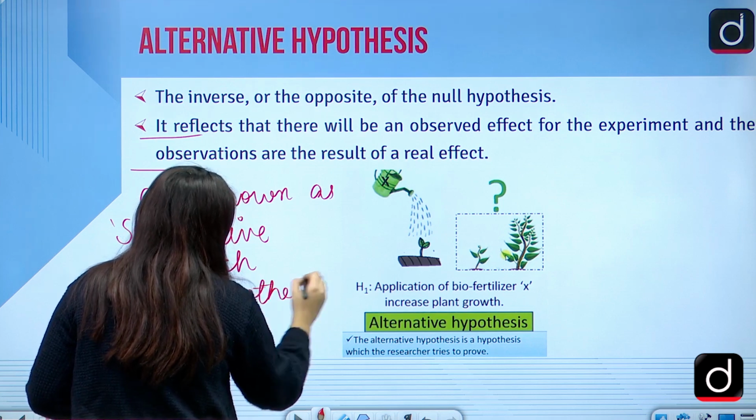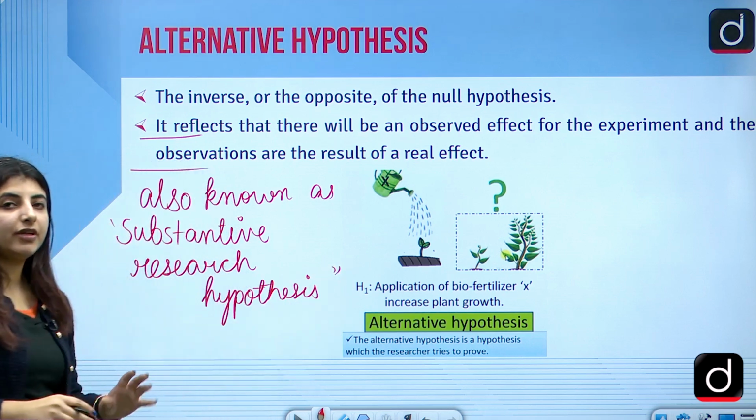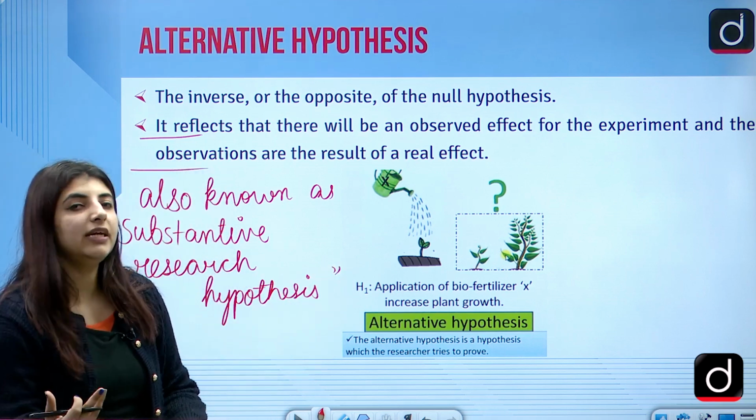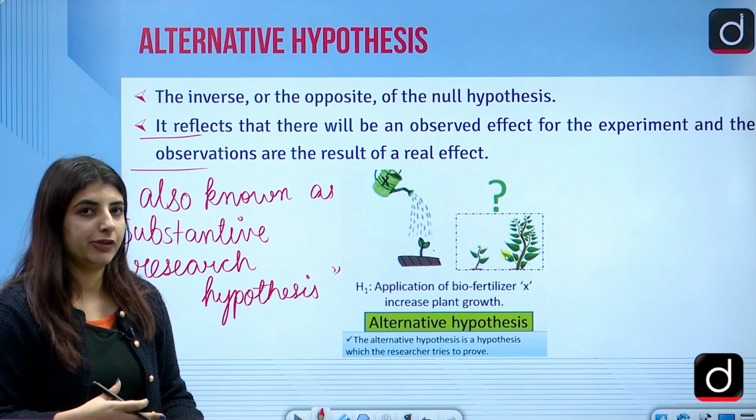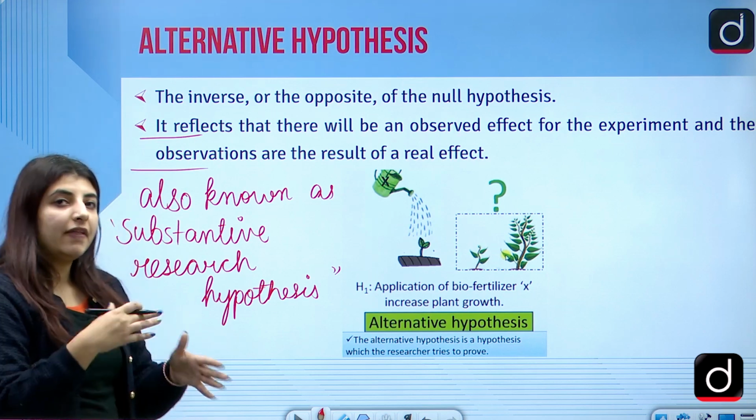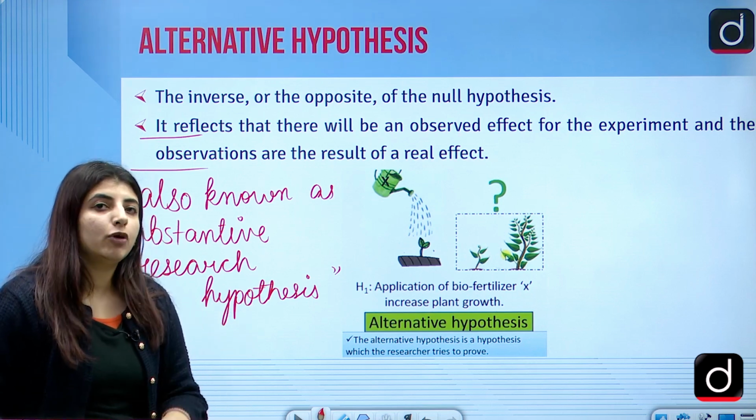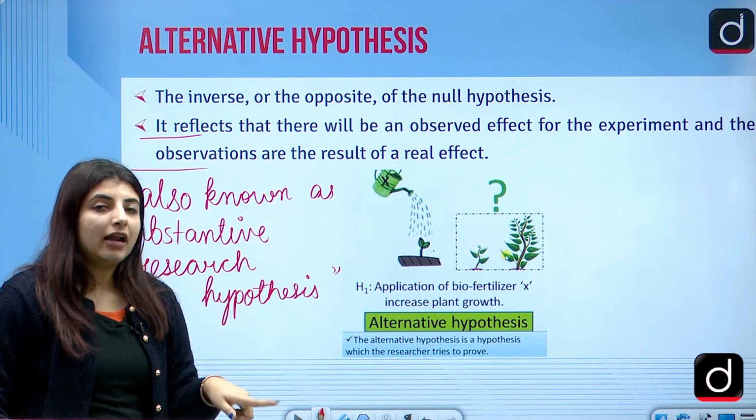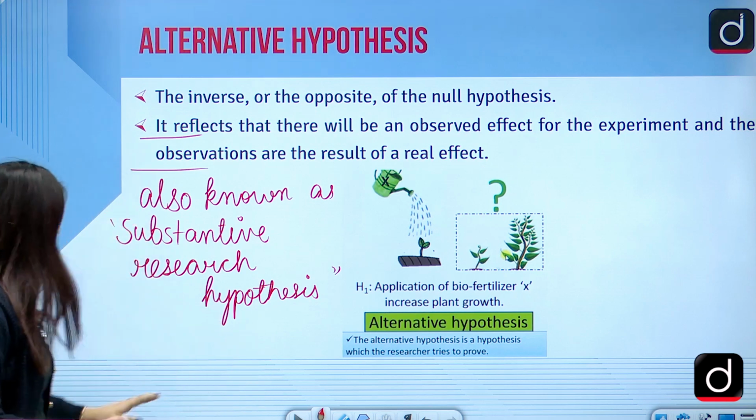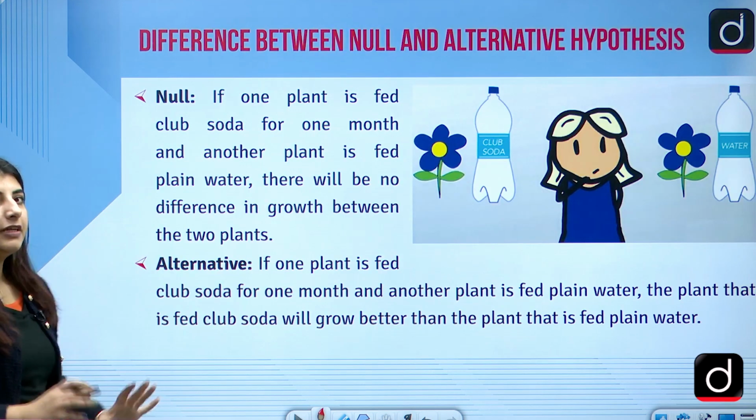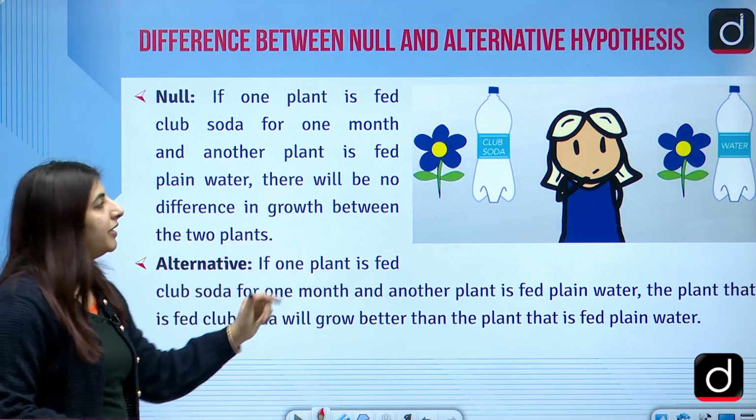Correct? So you will see that if a researcher rejected the null hypothesis, he obviously is going to accept the alternative hypothesis, right? And if something other happens, you are going to do the same. If you accept the null hypothesis, you are going to reject the alternative hypothesis, right? Now, the difference between the two, with an example here only.